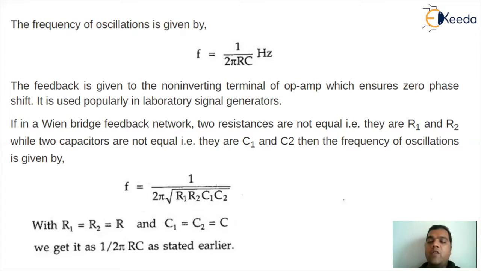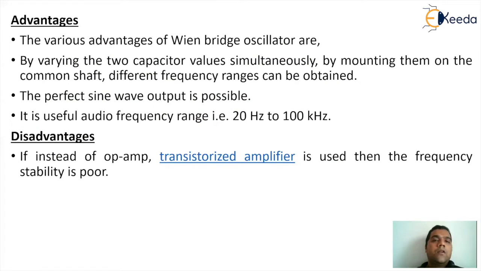So the value of the gain 1 plus RF by R1 will be equal to 3. So RF will become twice of R1. This is all because the amplifier that we are using is of the type non-inverting. The frequency of oscillation will be 1 by 2 pi RC. So the advantage that we get here, that this is going to give you the best possible sine wave, and it is also used for various applications in the concept of audio frequency range.